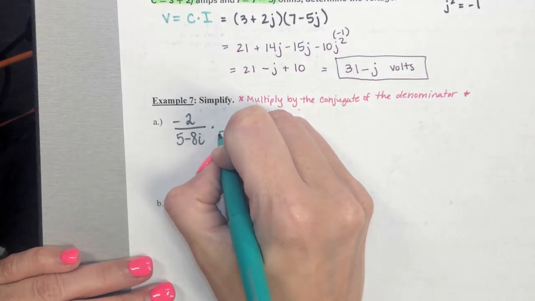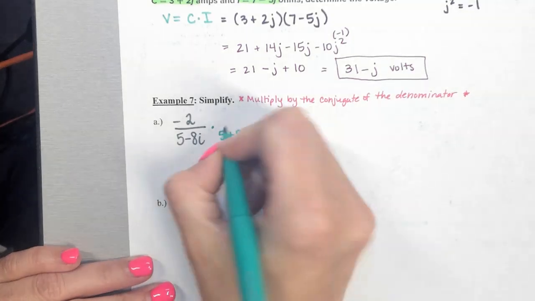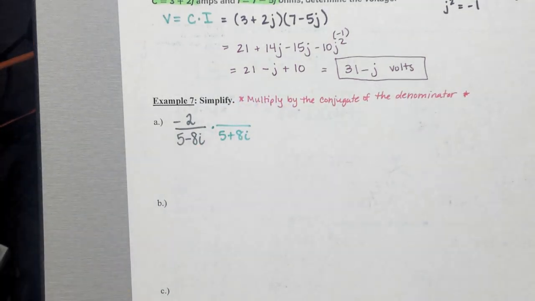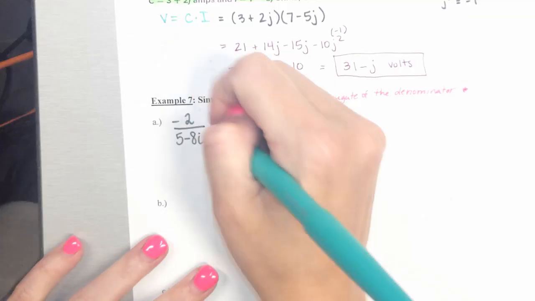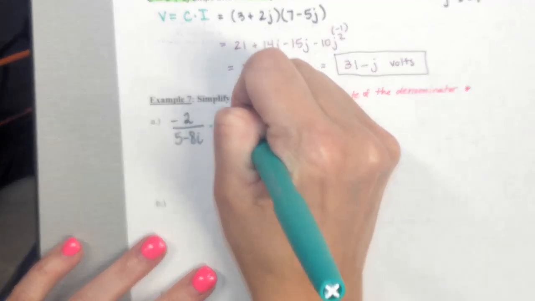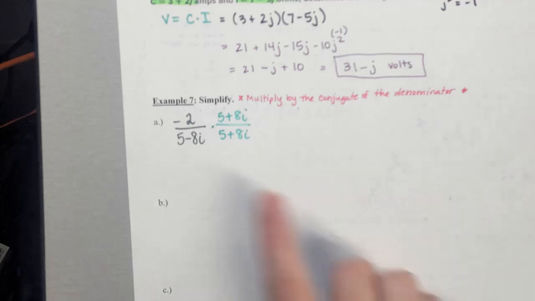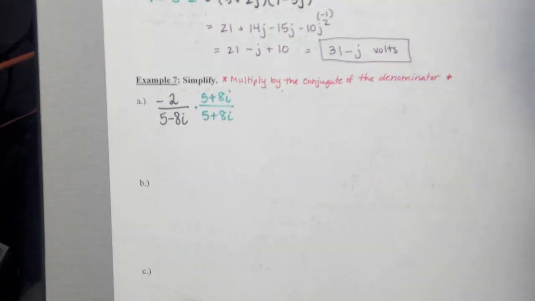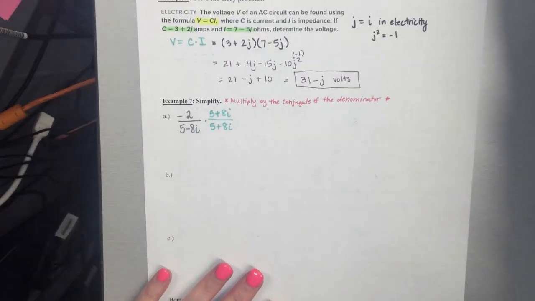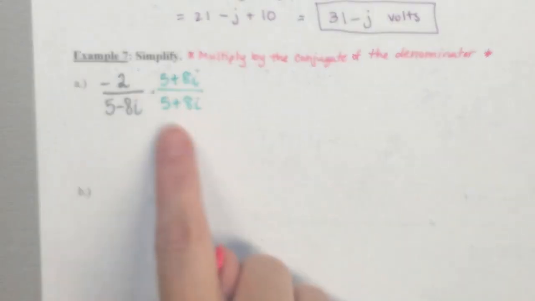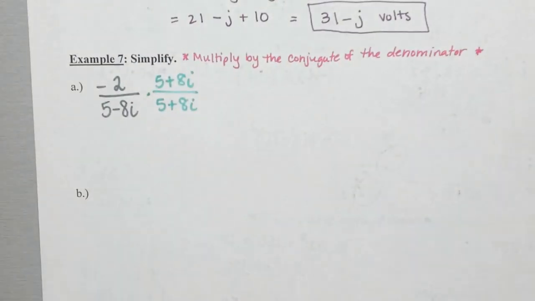So 5 plus 8i, and remember, when you are multiplying an expression, you have to multiply the numerator and the denominator because we don't have an equation. With equations, what you do to one side, you do to the other side. With an expression, you have to multiply by something equivalent to 1, because anything times 1 is itself.